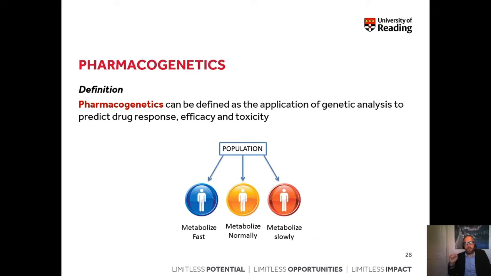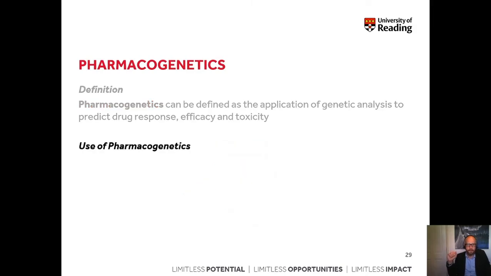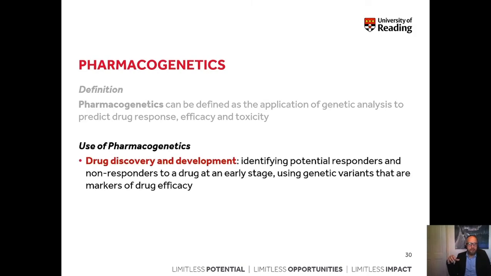have different populations of patients. We might have patients that are able to metabolize the drug very fast, very rapidly. We could have the population of patients that metabolize the drug normally, and we could also have patients that metabolize this drug slowly. In this case, we would have to adapt the dose we'll be prescribing based on the genetic predisposition of the patient.